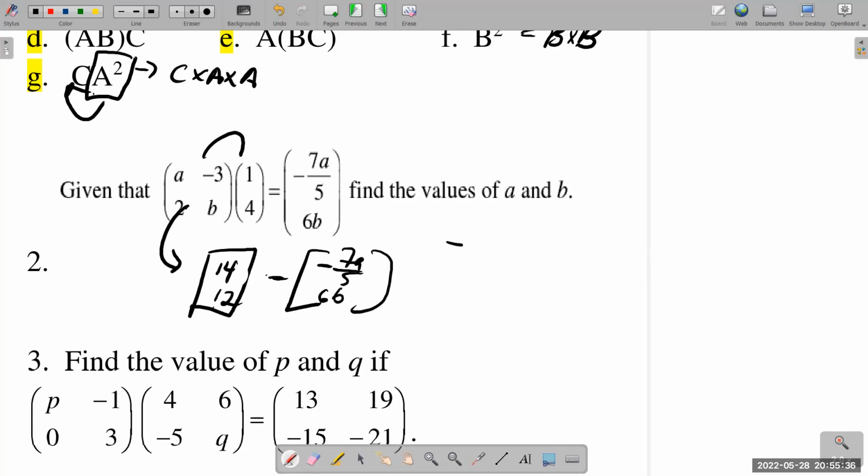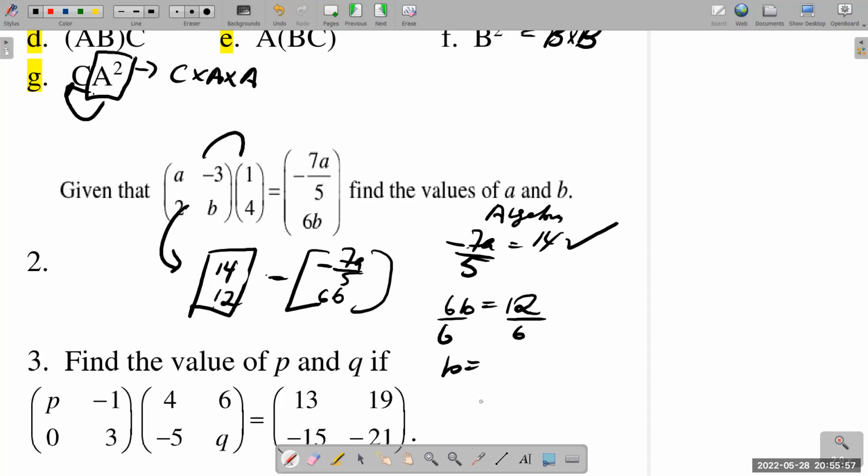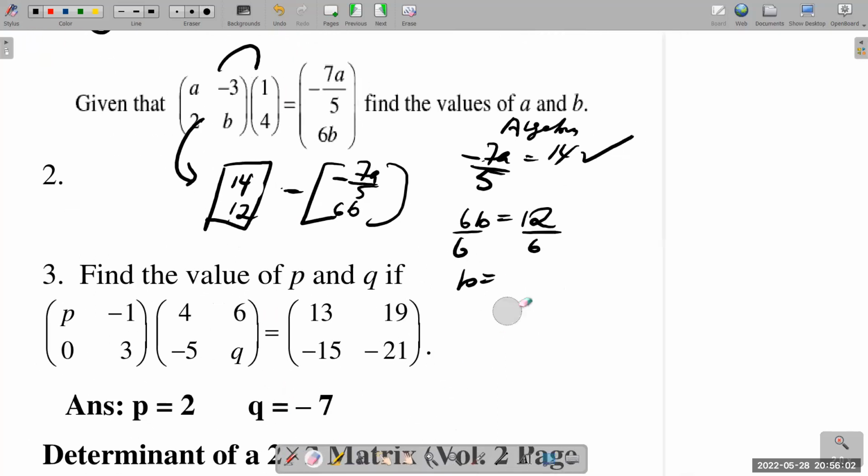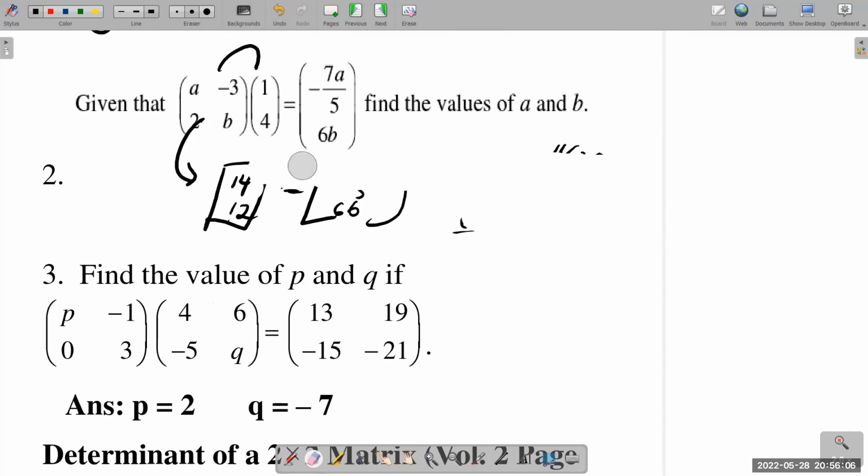So you realize what? Negative 7a is equal to 14 over 5. Can't you solve this using transposing? So you realize we're back at algebra again. Right or wrong? And the next one, 6b is equal to 12. We just do what? Transpose to find the answer. Again, algebra. And that's why I spent so much time revising algebra, because you need it for everything else. All right, so don't let nothing like this confuse you.